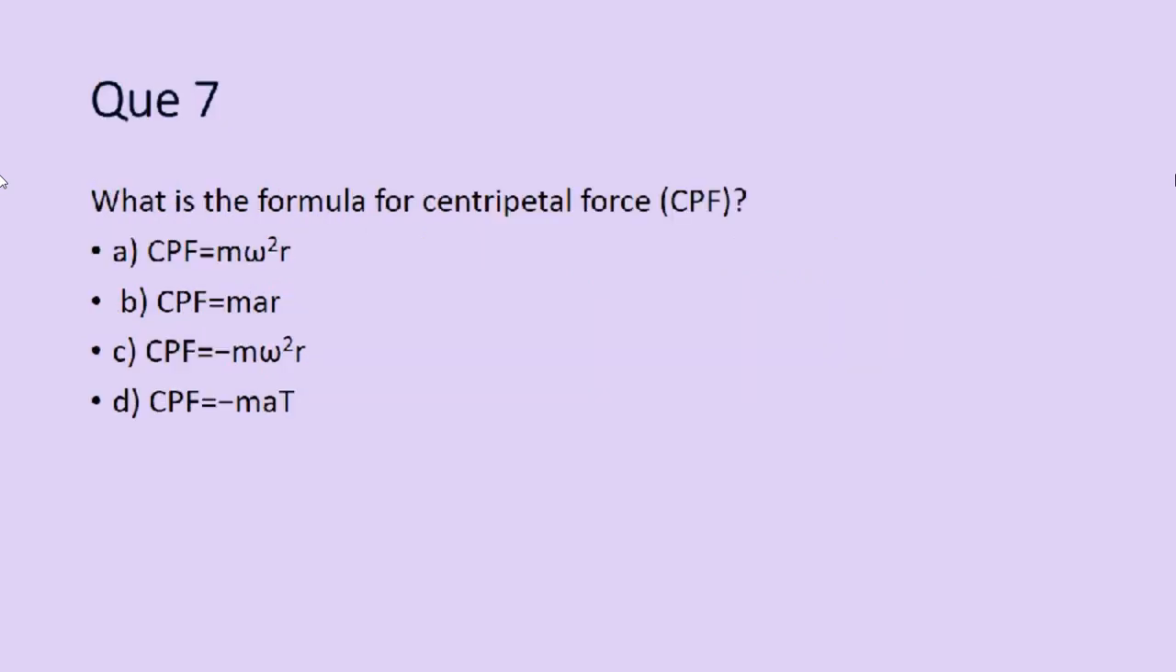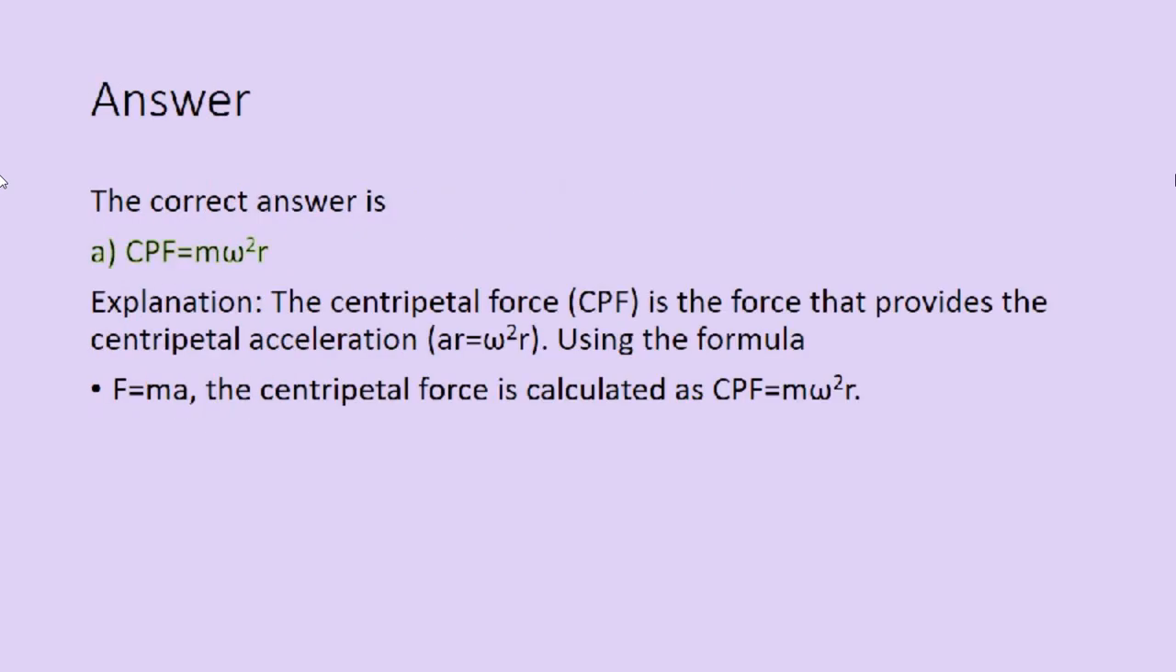Question number 7. What is the formula of centripetal force, which is denoted by CPF? Option A, CPF is equal to m omega square r. Option B, CPF is equal to m a r. Option C, CPF is equal to minus m omega square r. And option D, CPF is equal to minus m AT. And the correct answer is A.